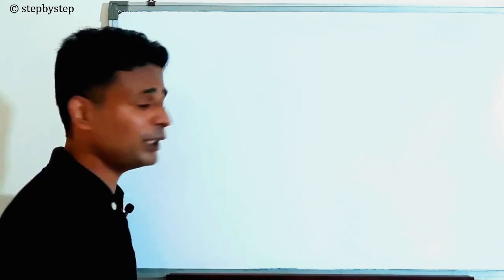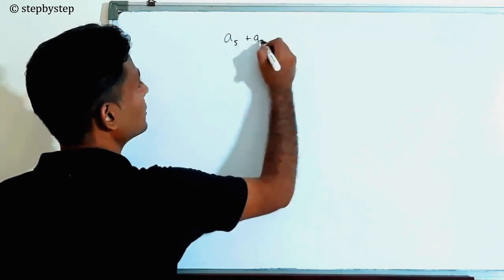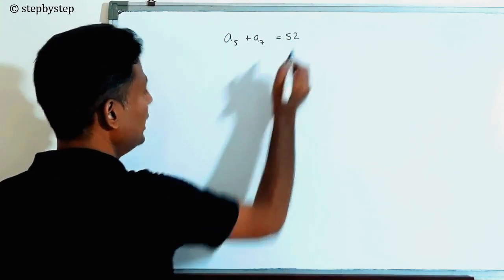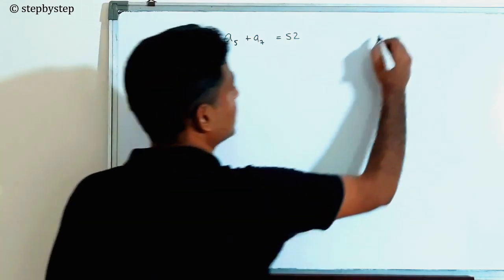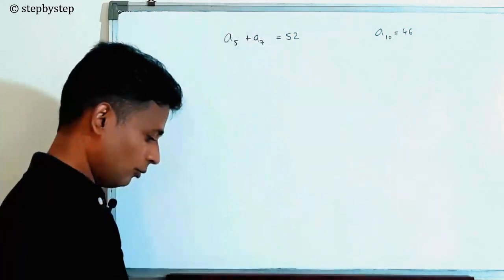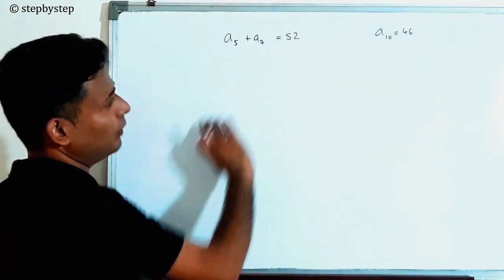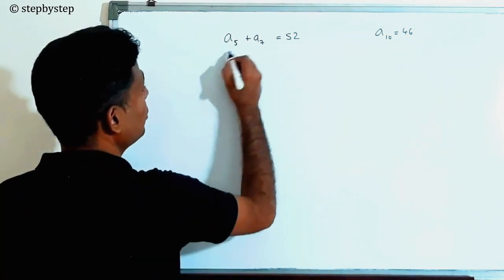Now the third question: the sum of 5th and 7th terms of an AP is 52, and its 10th term is 46. So a of 10 is 46. Find the AP. So now again we do not know a and d, but two conditions have been given. So it's easy to solve.